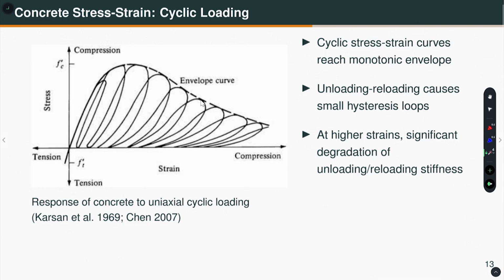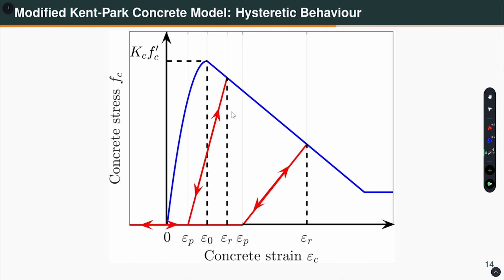What else? At higher strains, significant degradation of unloading and reloading stiffness. For example, if I forget about this hysteresis and just join this line, okay, draw a line here. Now, if I draw at a higher strain this line here, what do you see? The stiffness for this curve versus that, there is a significant difference. At higher strain, the loading and unloading stiffness for concrete has reduced. Okay. So, with this observation, then we can define the hysteretic response under loading and unloading.